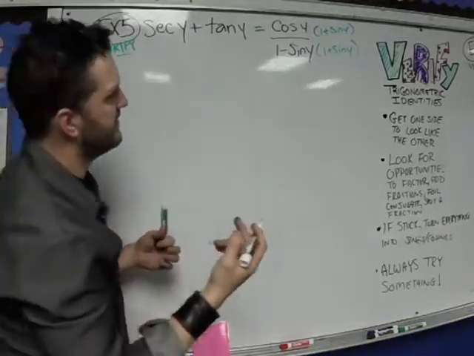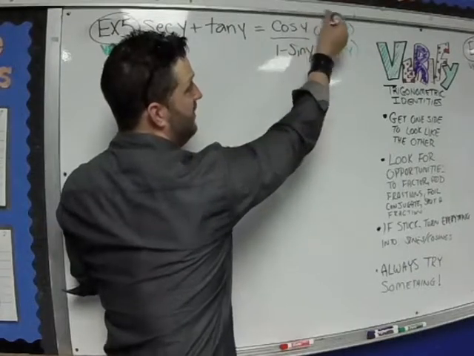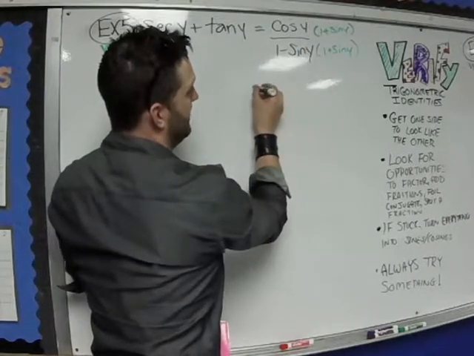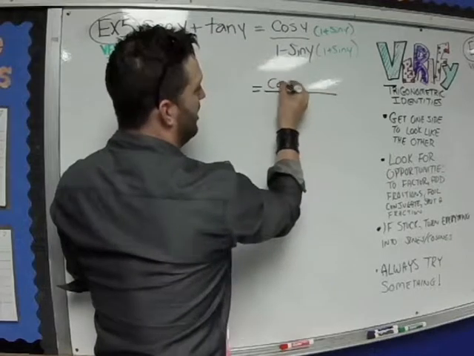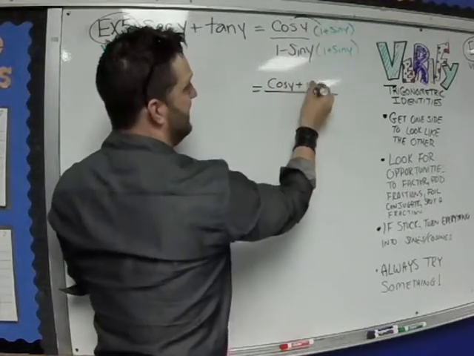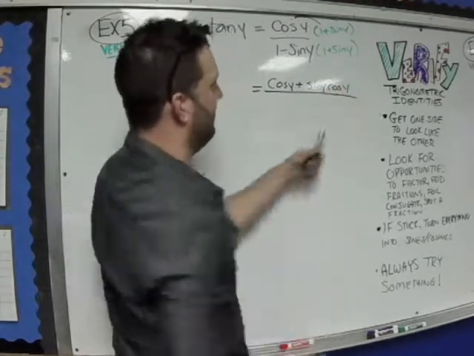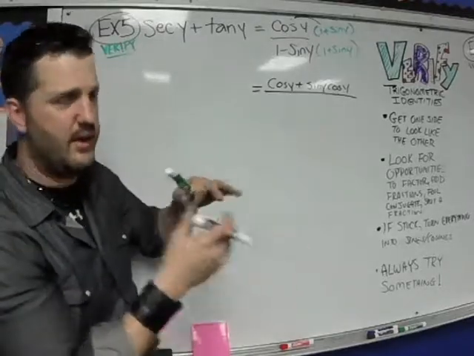All right, now you go, how's this going to help me out? Over on the top, I'm going to distribute this. It'll make cosine y plus sine y cosine y. So I'm going to have cosine y from here and then plus sine y cosine y. It really doesn't matter how you write that other piece. You could say cosine y sine y or sine y cosine y.